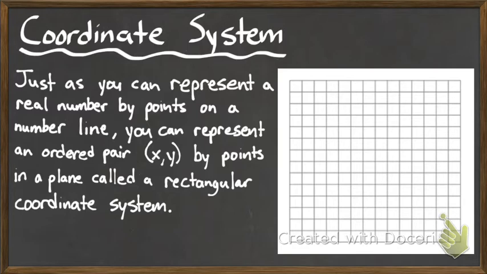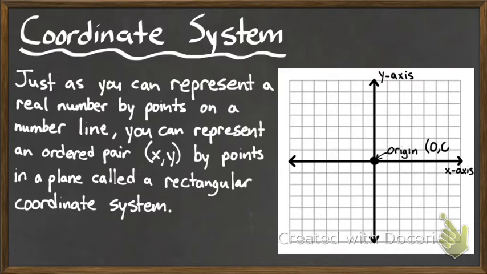So given this, we have our grid. We're going to draw two lines, one horizontally and one vertically in the middle. The vertical axis is called our y-axis, and the horizontal axis is called our x-axis. And where these two axes meet, the middle point is called our origin, and it has a coordinate of 0, 0, where x is 0 and y equals 0.